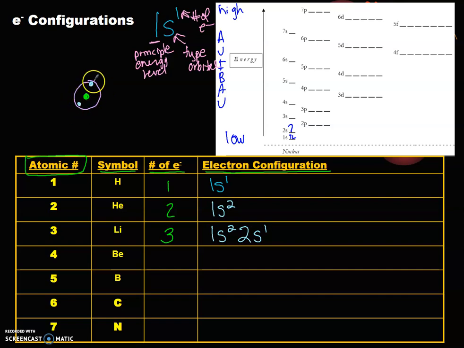In the 1s orbital, I have 2 electrons. In my next layer of s, I'm going to have one electron somewhere inside of it.